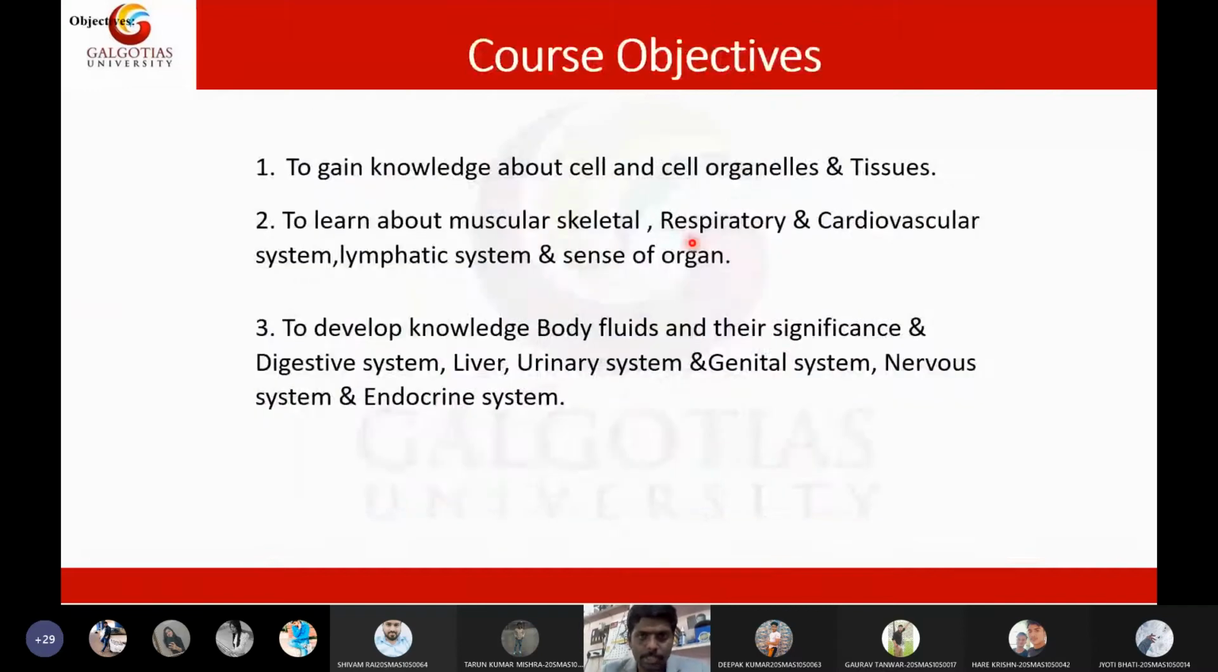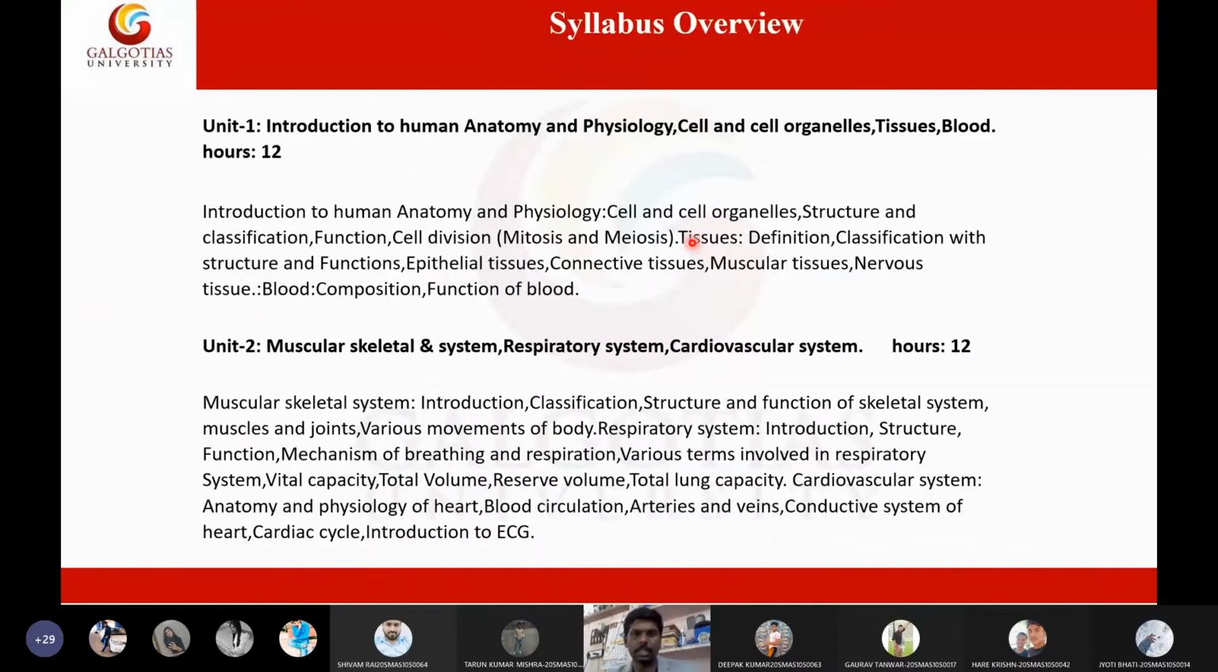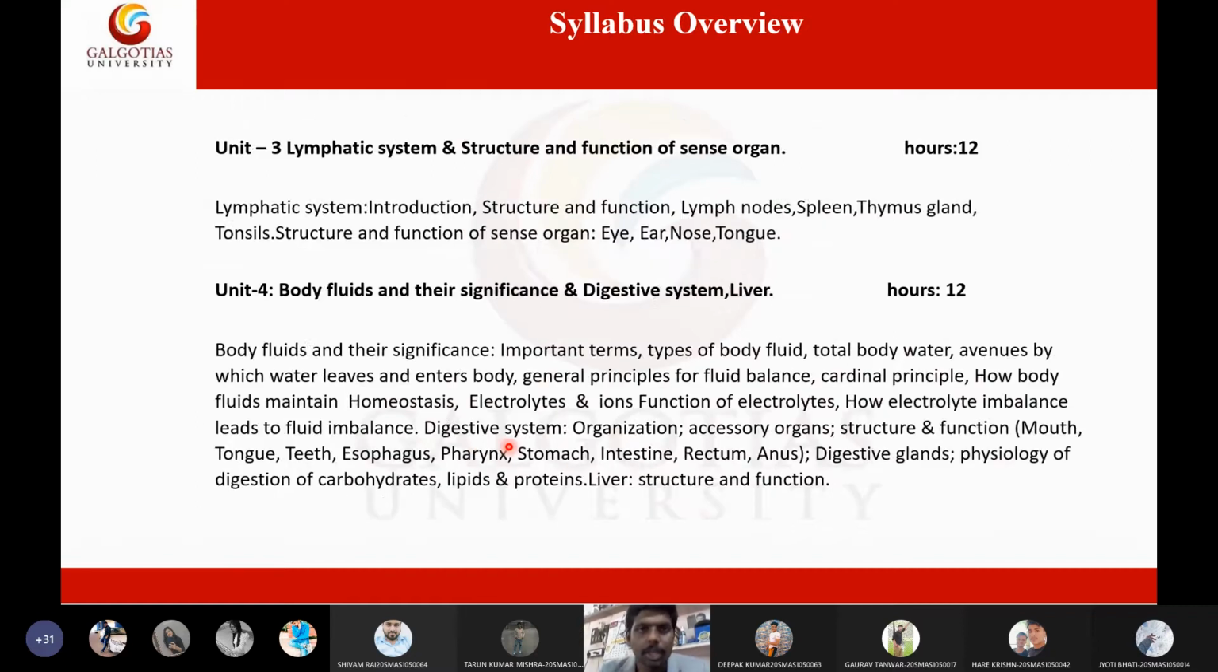So I will show you the syllabus. If you see the syllabus in the musculoskeletal system, we have the introduction, classification of muscles, then structure of muscle, and various types of joints and various types of movements of the body. So these are the four topics which are included in the musculoskeletal system. First we need to know the classification of muscles, then the structure of muscle, then the types of joints and the movements shown by the joints.